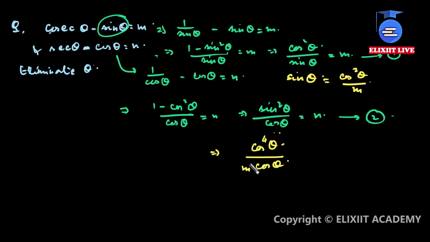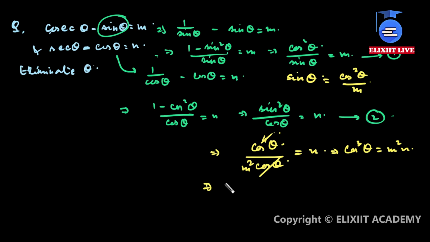So this will become m square times cos theta, equal to n. This is getting simplified. One of the cos theta gets cancelled out, and here we have cos cube theta. So cos cube theta is actually m square n.